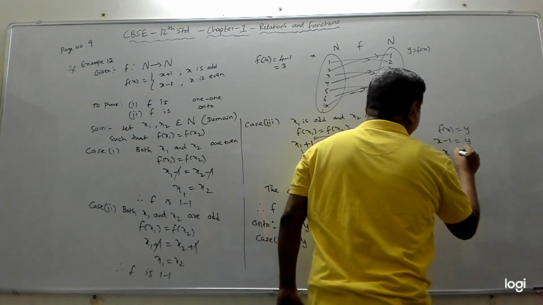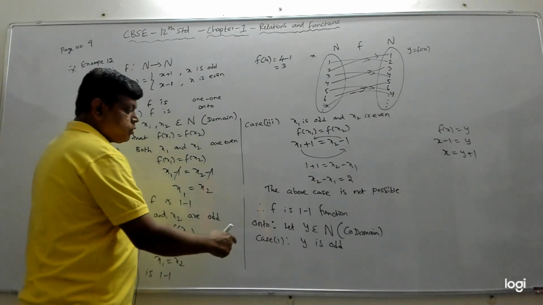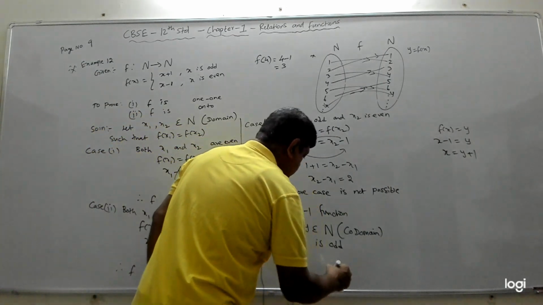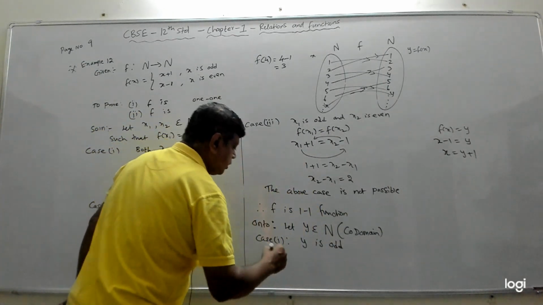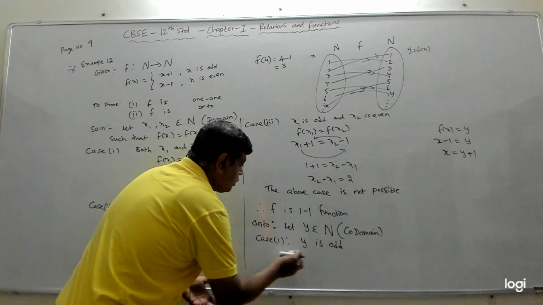From this we have to find the value of x. X will become y plus 1. Then we should say y is odd. Case 1 is y is odd.